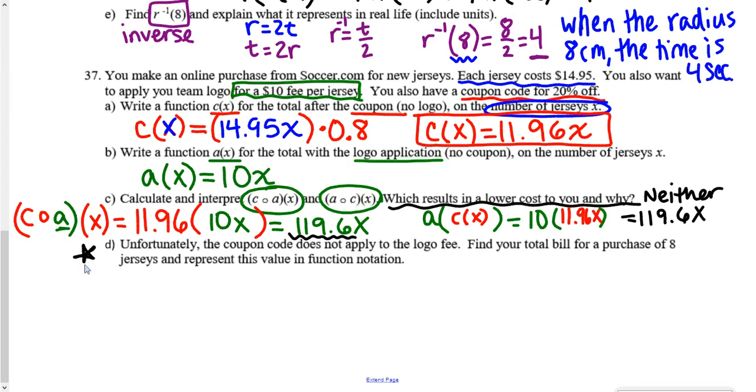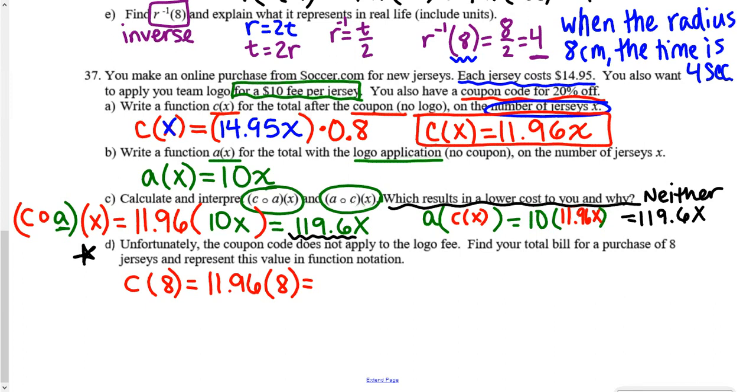So let's just go down and read that. Unfortunately, the coupon code does not apply to the logo fee. Find your total bill for a purchase of 8 jerseys and represent this value in function notation. So if I'm going to buy 8 jerseys, I've got my coupon code, and I have to pay my logos, but I have to pay them separately. What am I going to do? I'm going to find my cost of my 8 jerseys with my coupon code at $11.96 per jersey.